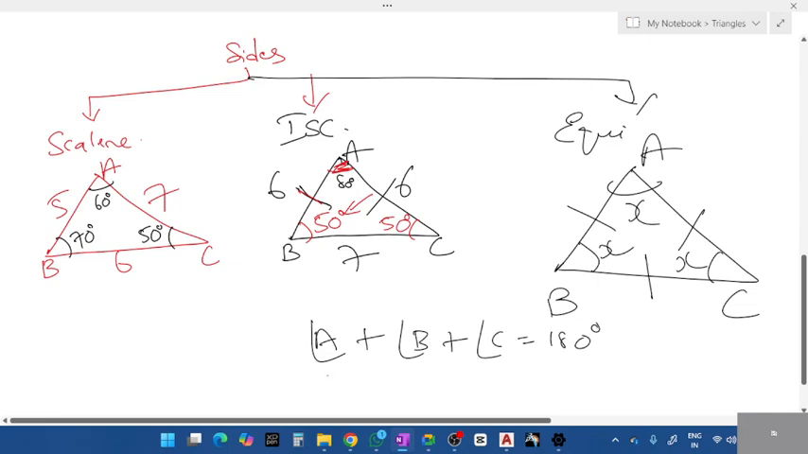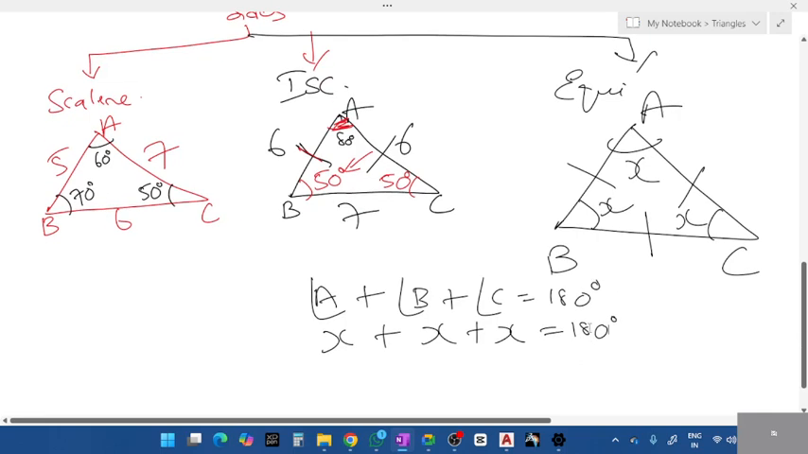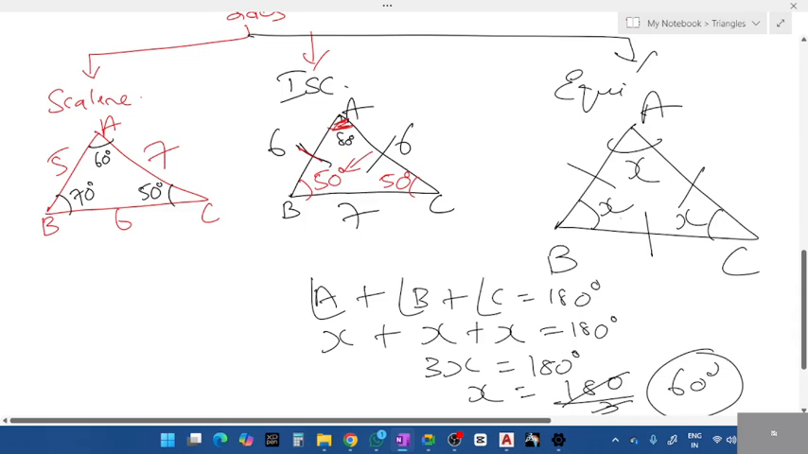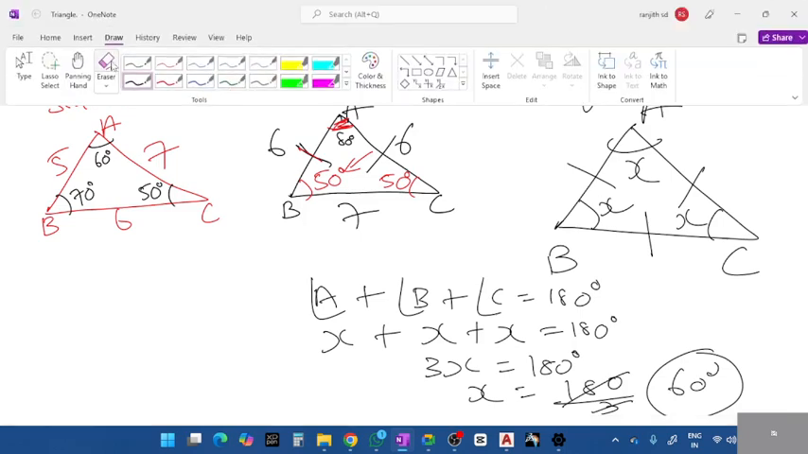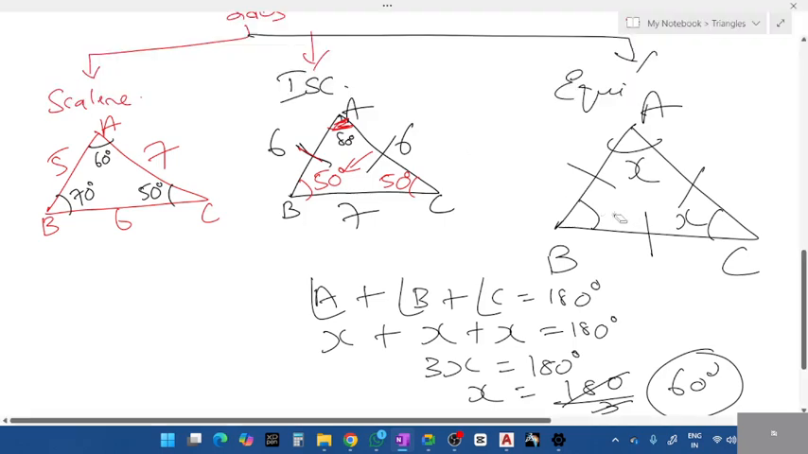What is the angle of ABC? x plus x plus x is? Not 3, it's 3x. So 3x is equal to 180. x is equal to 180 by 3. So what will be the value of each angle? Yes, Ananya told. So in place of x, I'll write 60 degrees. 60, 60, 60. So for equilateral, the angles are fixed. What's the value of each angle of an equilateral triangle? 60 degrees.